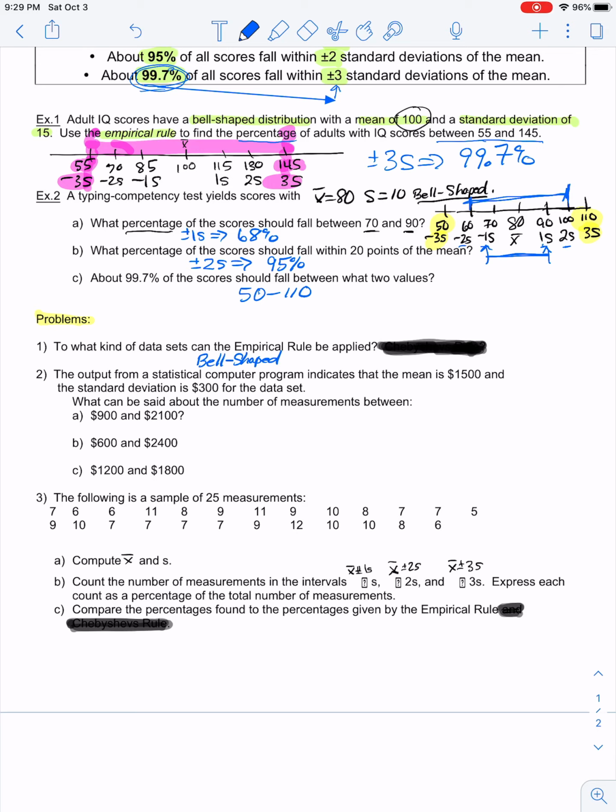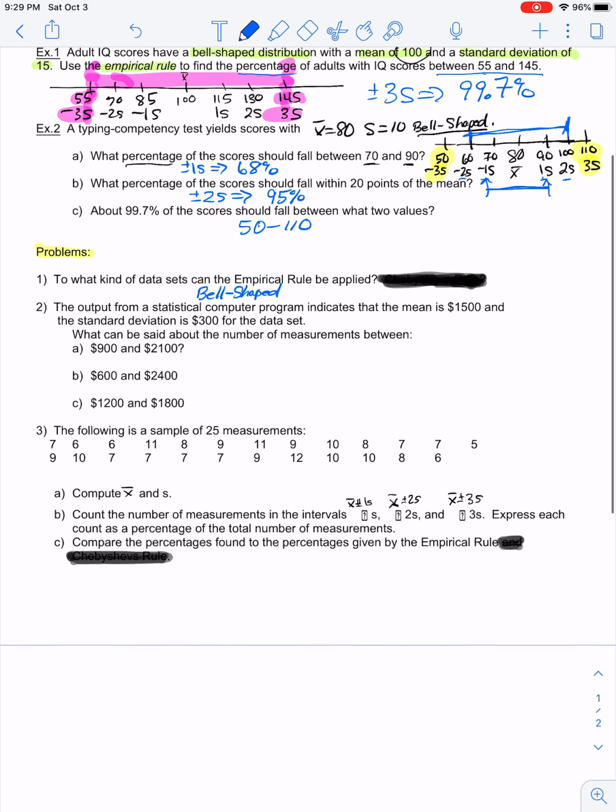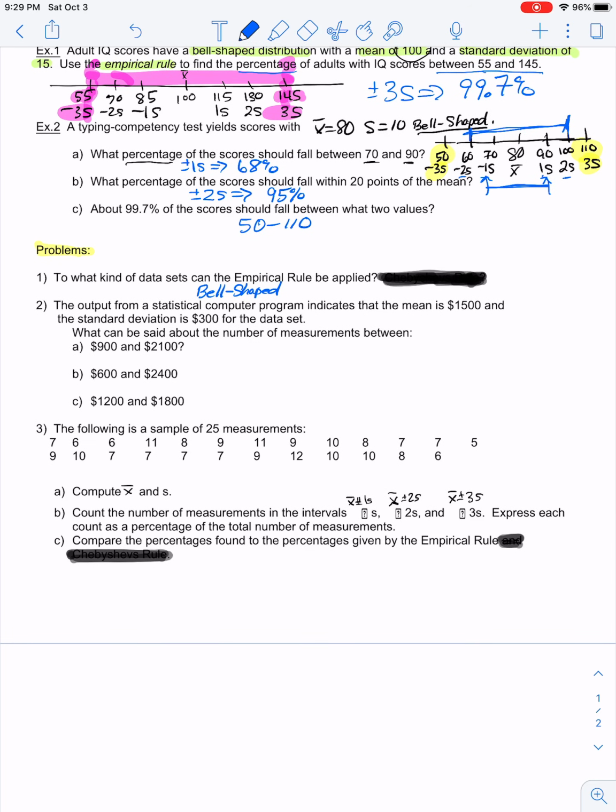Okay, some of you may say symmetric, and that's fine too. All right, question. The output from a computer program indicates the mean is 1500 and the standard deviation is 300 for the data set. What can be said about the number of measurements between? Okay, so perfect setup again.